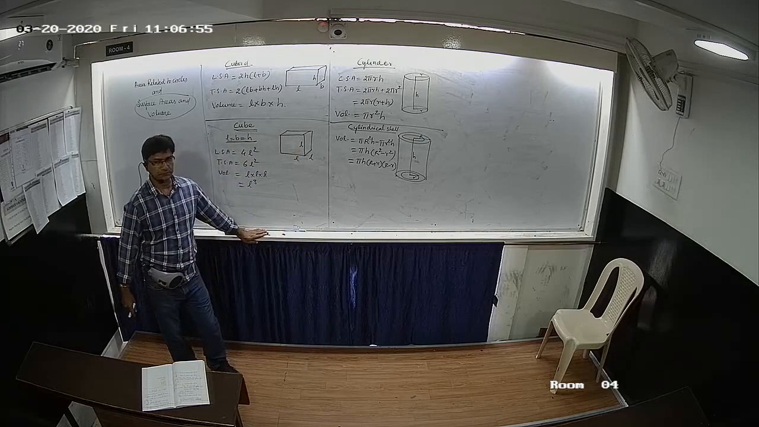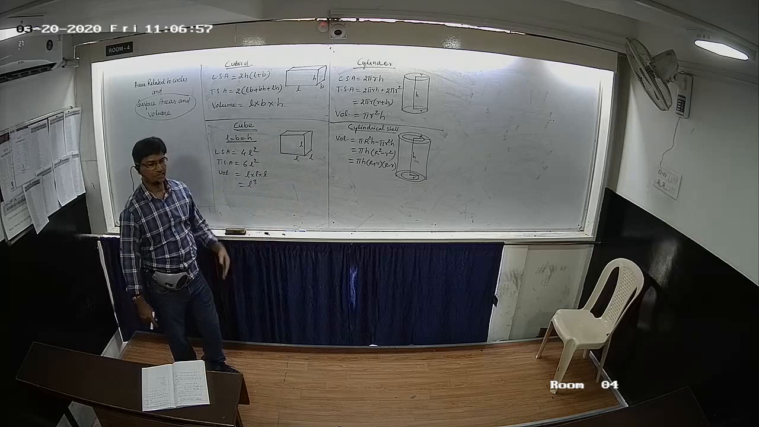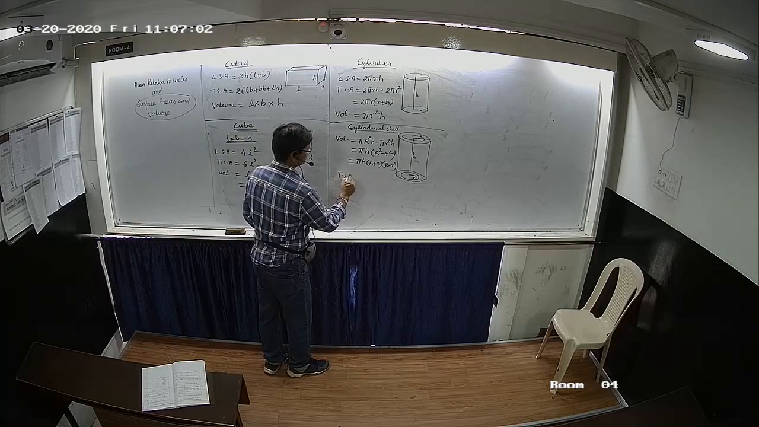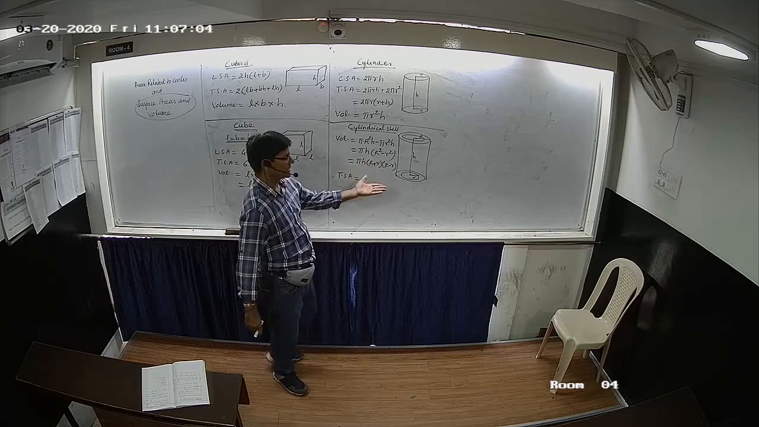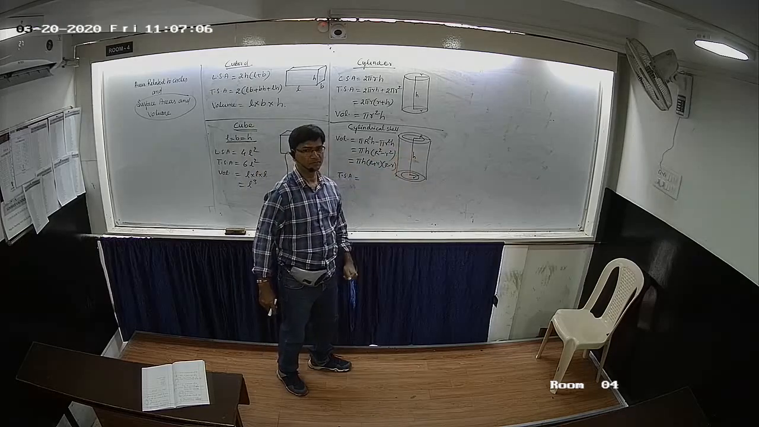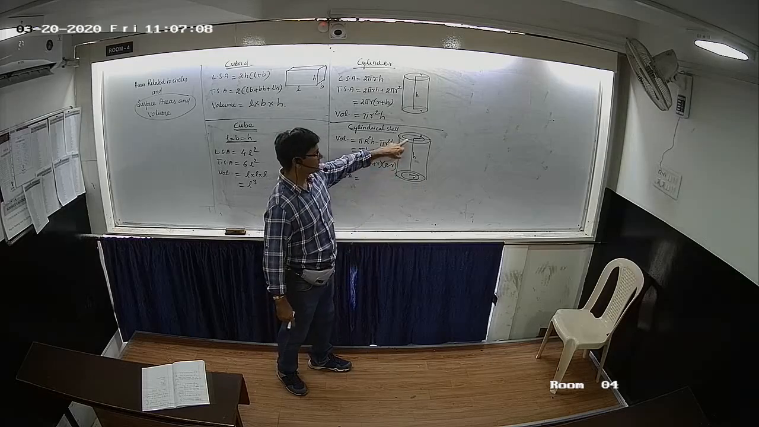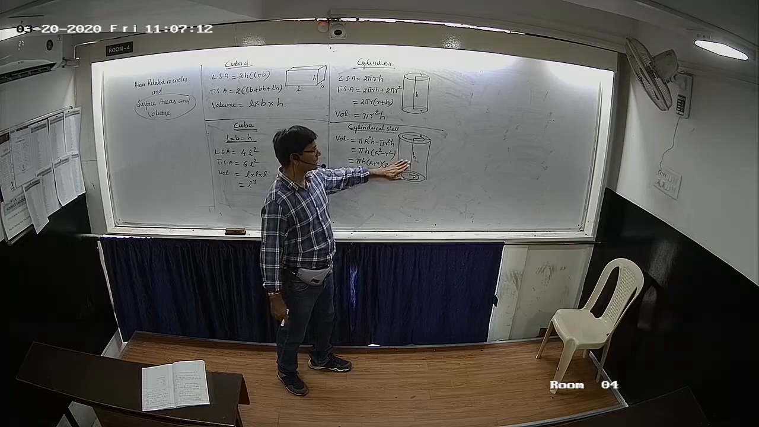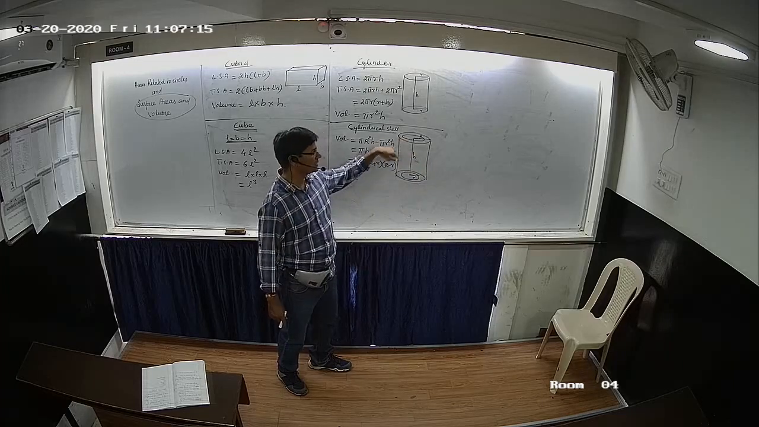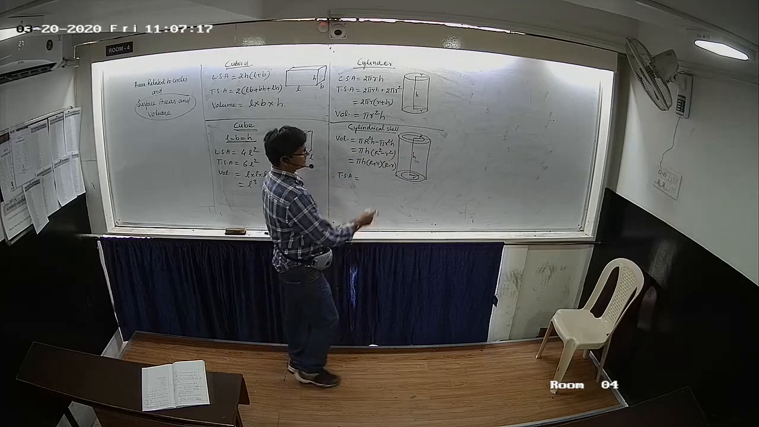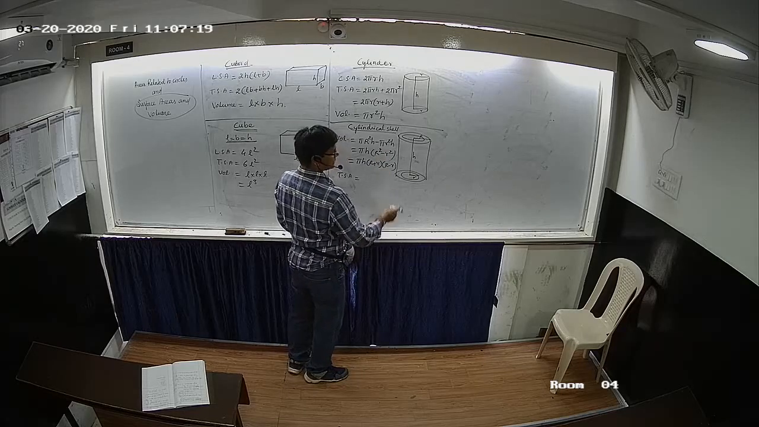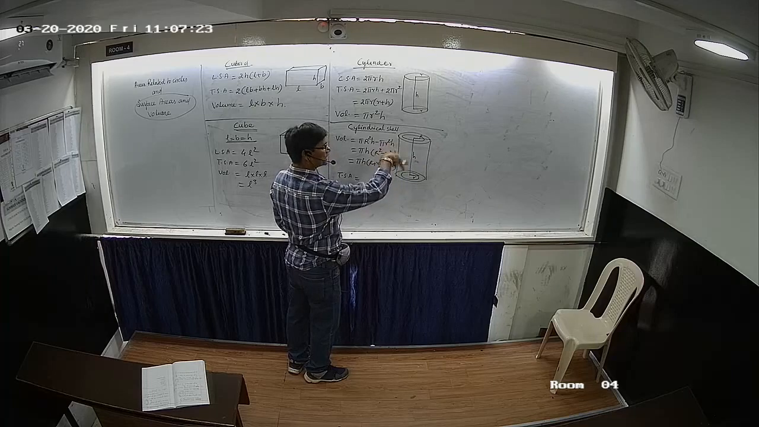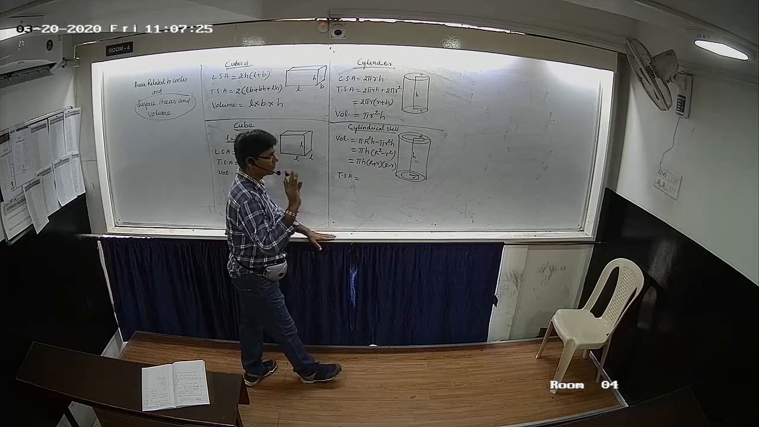Coming to the surface area. Surface area means the total surface area. To get the total surface area, we must know the number of surfaces. So if you see, there are two congruent surfaces, these two. Then the outer surface and the inner surface. So there are in all 4 surfaces: 1, 2, the outer surface 3, and the inner curved surface 4.